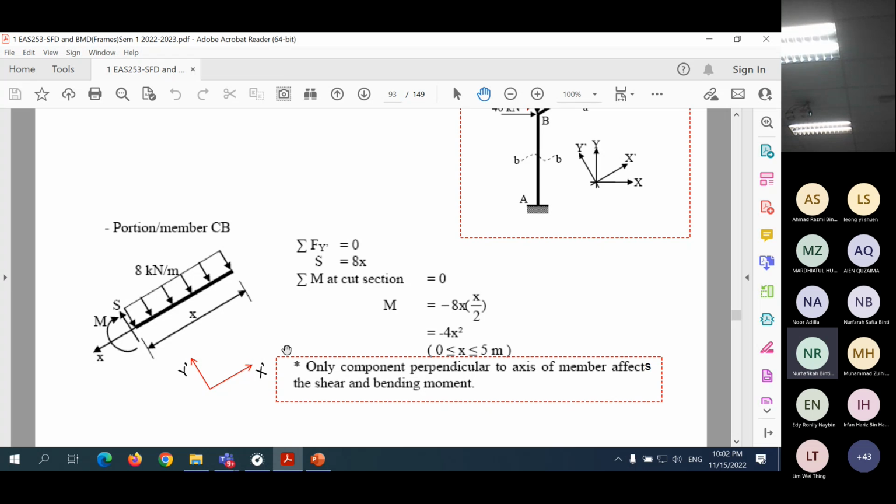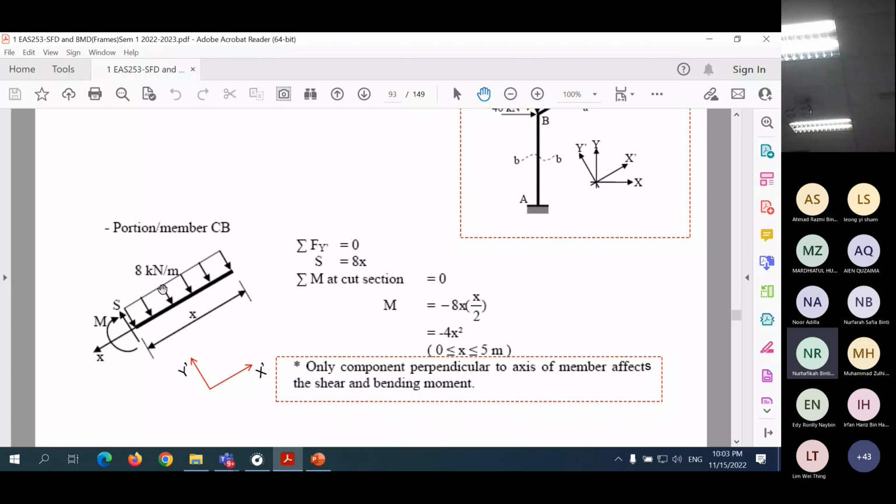So this is the equation for the inclined part there. And there is one note here, class: only components perpendicular to the axis of the member affect the shear and bending moment. The component which is parallel is not shown here because that will not affect the shear and bending moment. That will only affect the axial force. So only components perpendicular to the axis of the member affect the shear and bending moment. This is one point that we need to take note of.